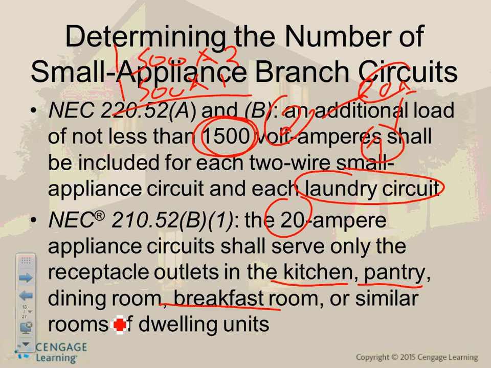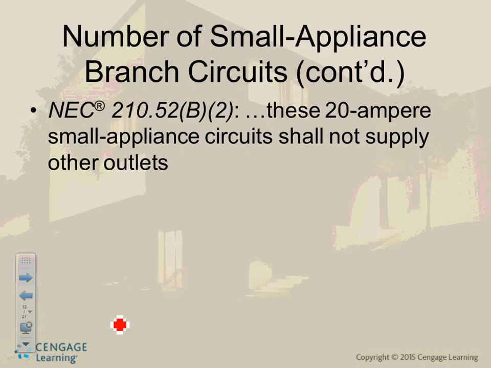So where do we need the branch circuits? Okay, moving on with the branch circuits. 20 amp small appliance circuits shall not supply any other outlets. Remember, these are circuit cows. We talked about the circuit cows.